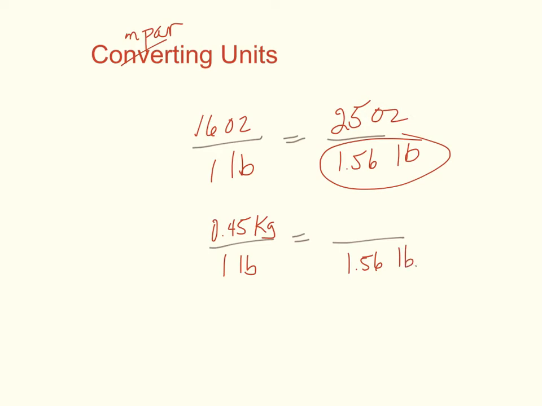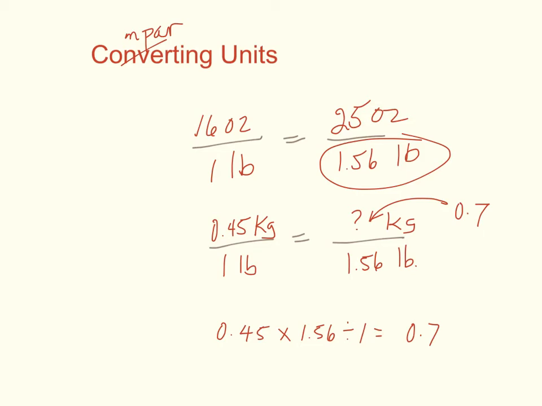And I want to know, well, how many kilograms is that? So again, cross multiply and divide. Looks like this, 0.45 times 1.56 divided by 1. Terribly hard. And of course, you can see the final answer in your book is 0.7. So this here is 0.7 kilograms.